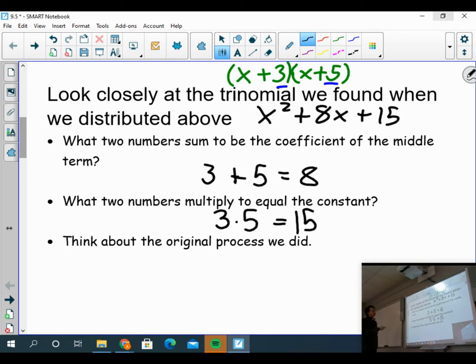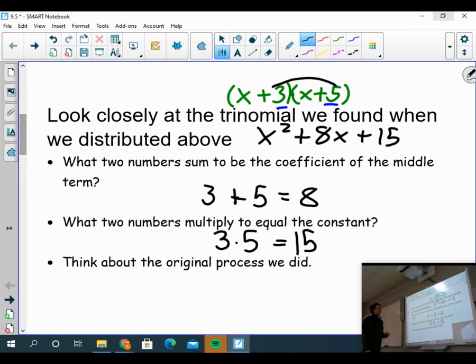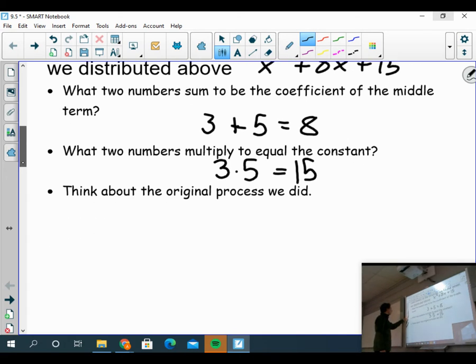And so when we think about this, and when we notice this pattern, and when we think about the original process we did, this should make sense. When I'm distributing, I multiply. My last step of my distribution is to multiply and get 3 times 5, which is 15. And what I do is I multiply 3 and x and 5 and x in the middle there, and then I end up adding 3x plus 5x to get 8x.